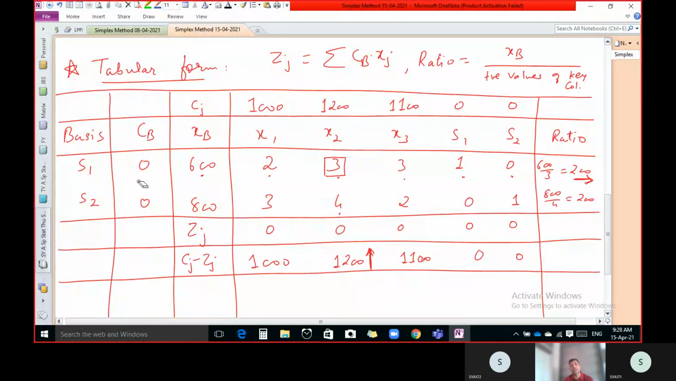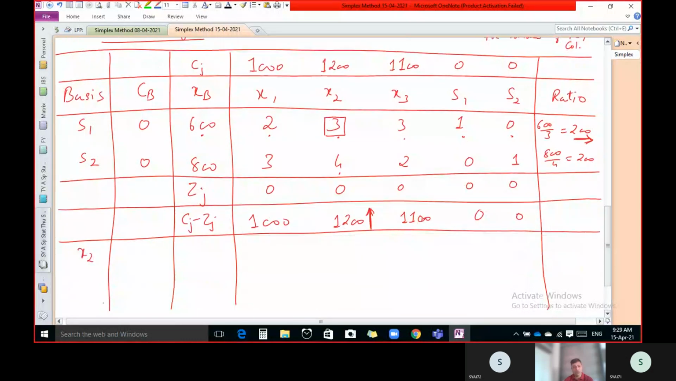What is the interpretation of this? Out of these two, S1 will leave the basis, and in that place we have to write X2. So here in place of S1 you have to write X2 in the next table, but S2 remains as it is. Now the coefficient of x2 you have to write here. So the coefficient of x2 from the objective function is what? 1200. So you write 1200 here, and this you write 0 as it is.